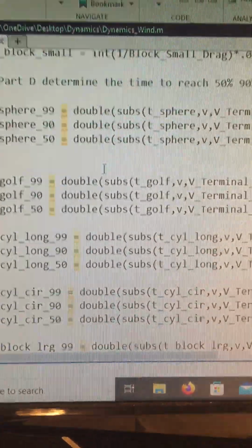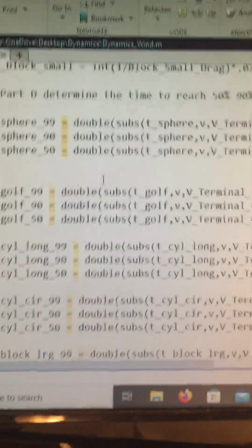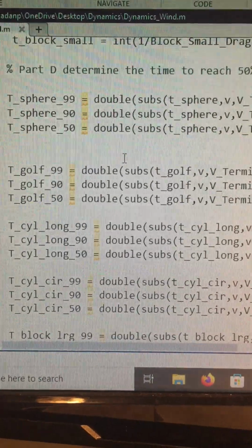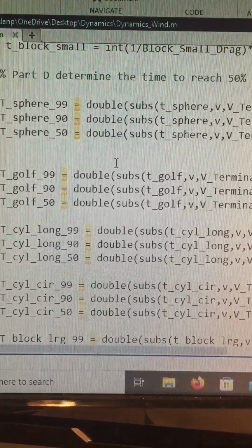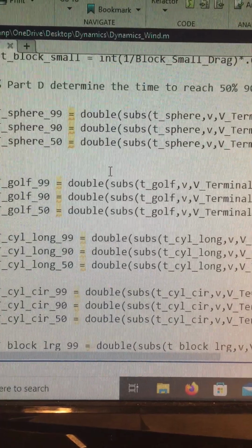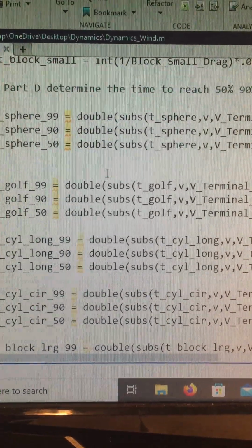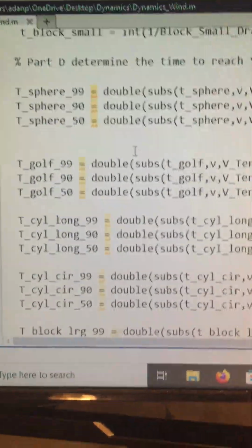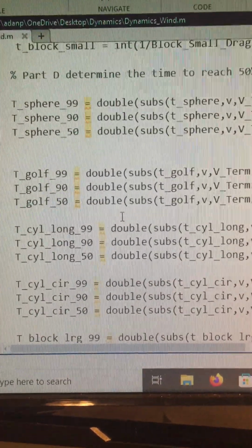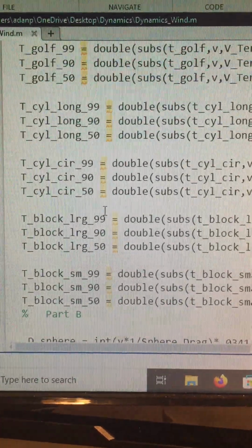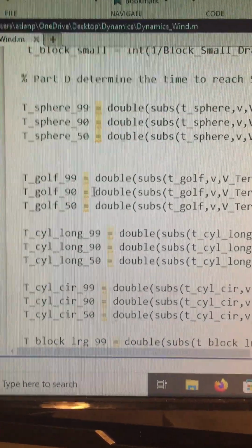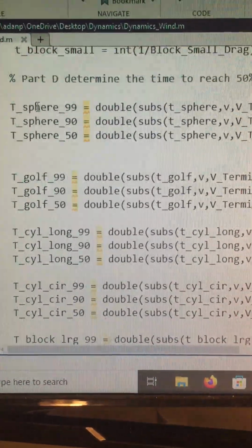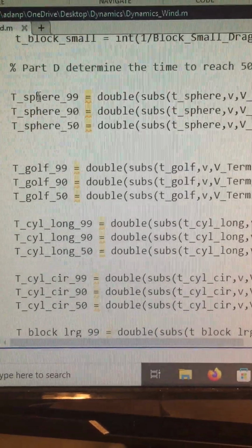Part D wanted us to use our results from A and C, so the terminal velocities that we calculated and those equations that we found. We were going to use those to find the time to reach 50%, 90%, and 99% of the terminal velocity for each of the shapes. This is one instance where I was glad I was using MATLAB, because this is a lot of integration. It even took me a long time to type all of it in, but with MATLAB I know it was more accurate and more organized than I could have been by hand.